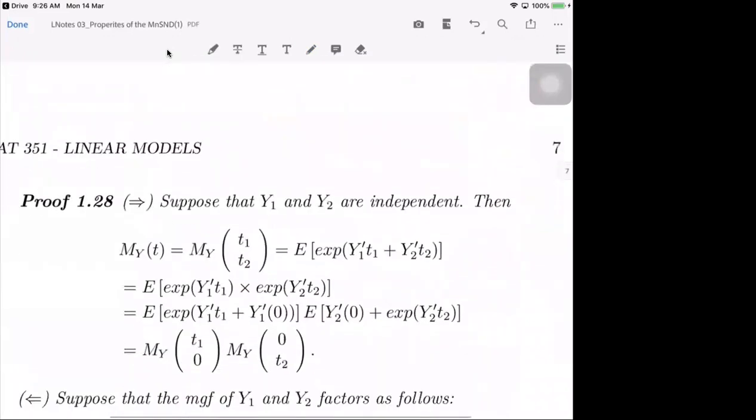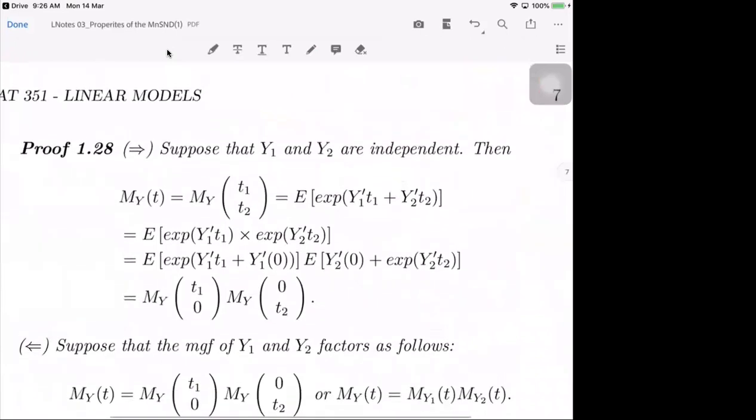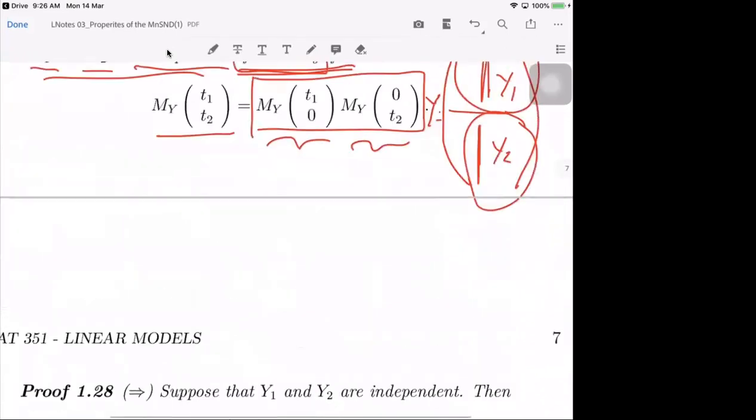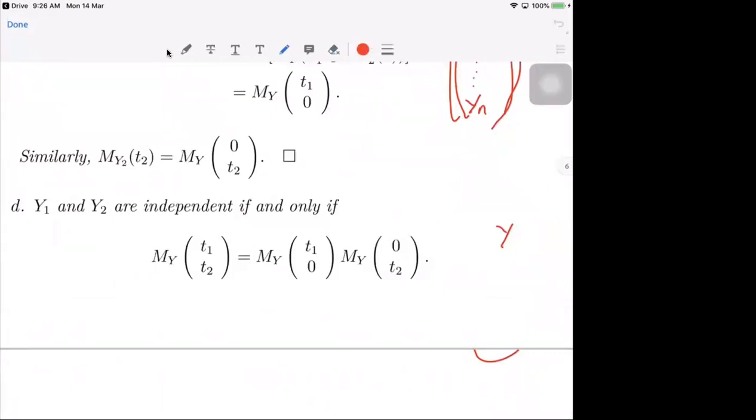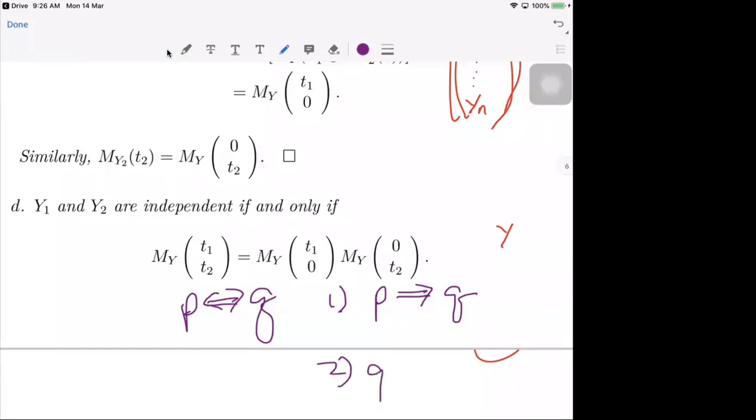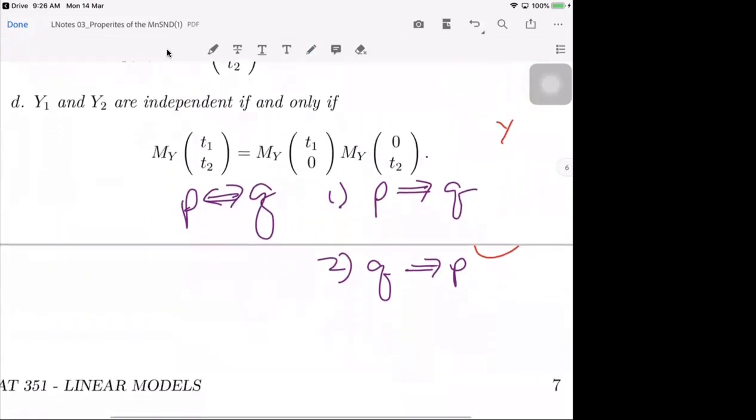So since this is an if and only if statement, P if and only if Q, you have to prove first that P, so assume P and show it is Q. And second, you assume Q and show it is P. That is the usual way of proving if and only if statements.